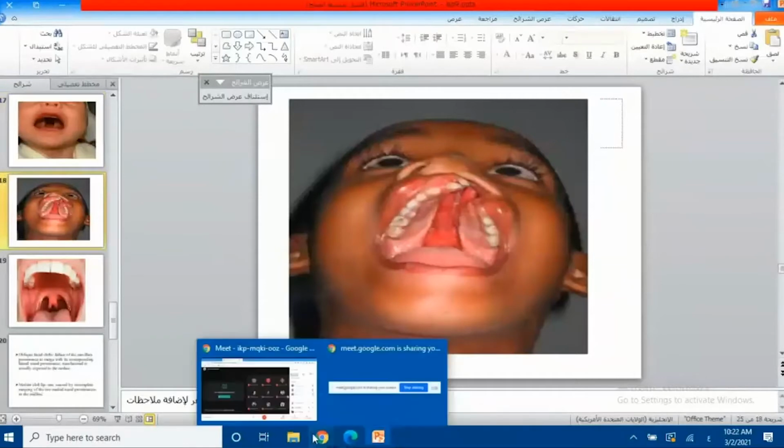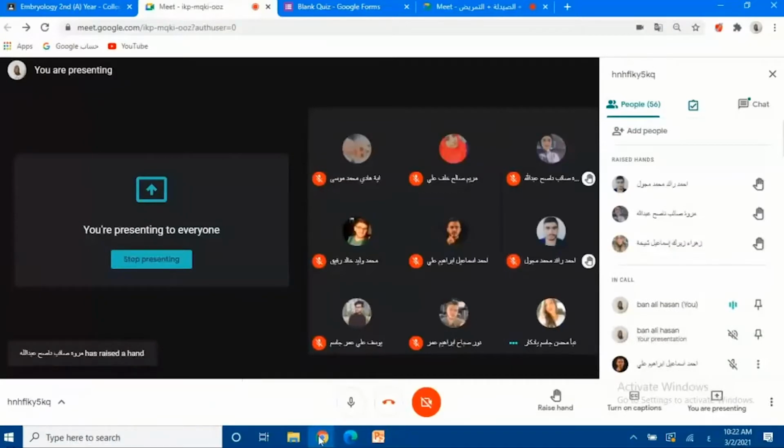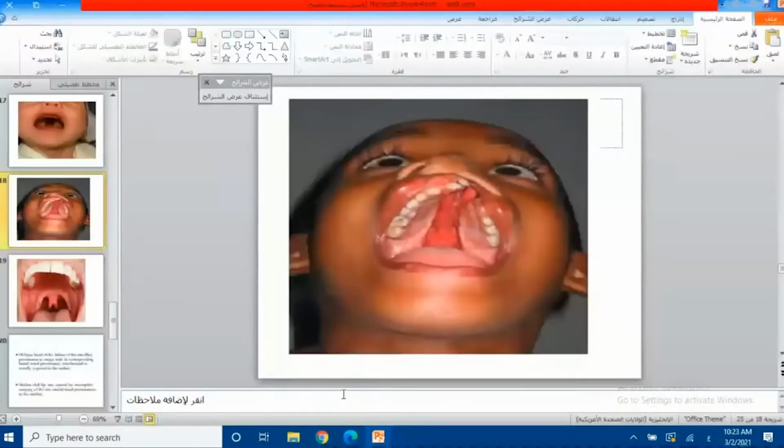What about this one? Who can tell me? Just focus, because there is more than one kind of cleft. Yes, Zahra. It is like a cleft palate and unilateral anterior cleft. Unilateral anterior cleft, including what? A cleft palate. Including what else? It's not just one kind of cleft. It is cleft palate and the unilateral anterior cleft of the lip. Of the lip, and what else? Extending to what?